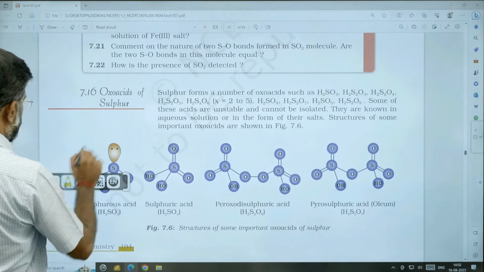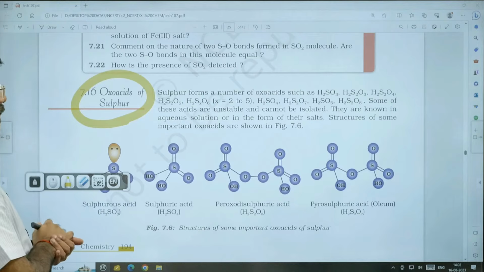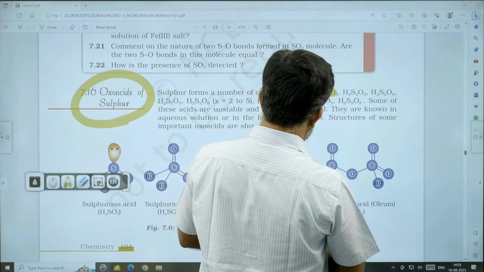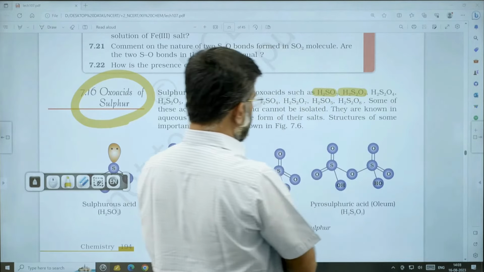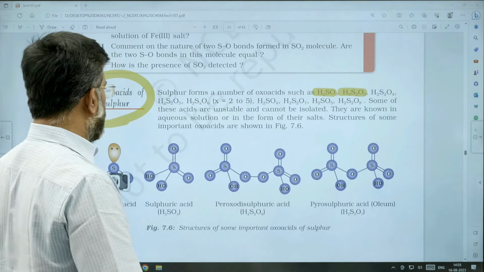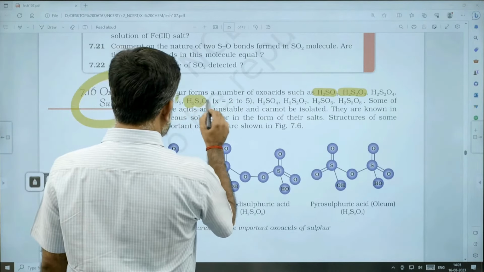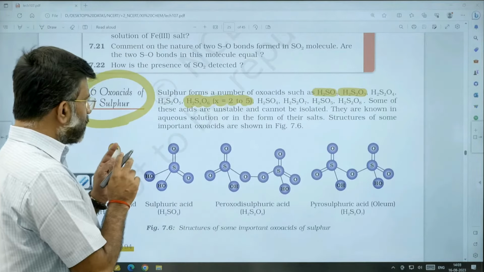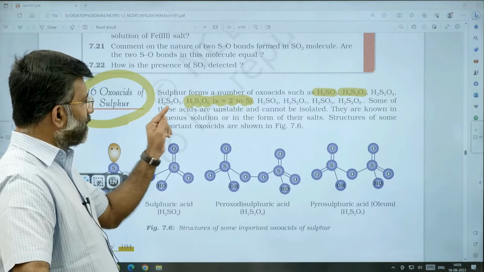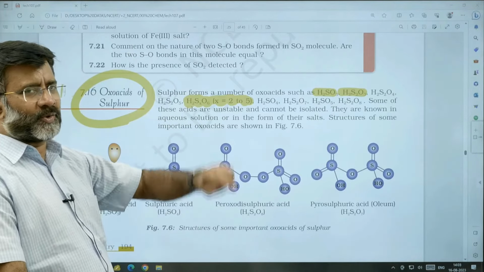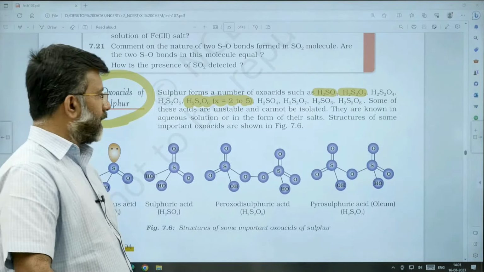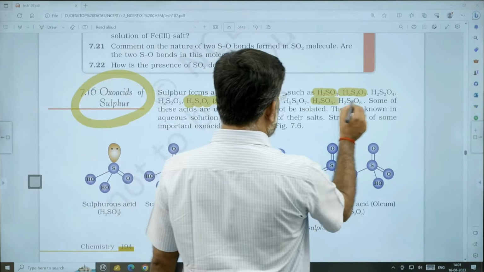There are a variety of oxo acids of sulfur. H2SO3, sulfurous acid, H2S2O3, thiosulfuric acid, like that. A variety of oxo acids are available, and sometimes you see them represented as H2SxO6, where x stands for 2 to 5. Drawing these structures should be taken as a practice. These two are important acids.